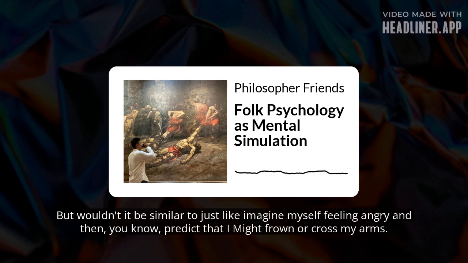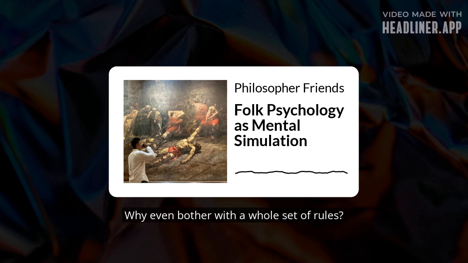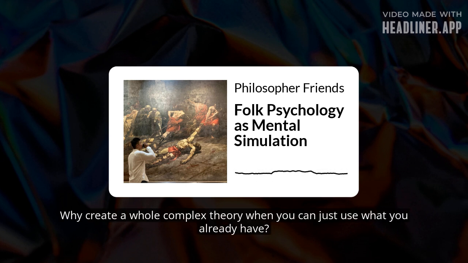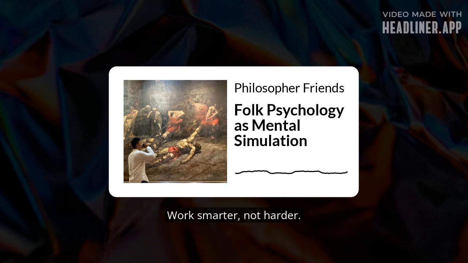Okay, I see. But wouldn't it be similar to just imagine myself feeling angry and then predict that I might frown or cross my arms? Why even bother with a whole set of rules? Well, that's exactly what simulation theory argues. It's all about simplicity and efficiency. Why create a whole complex theory when you can just use what you already have? Right. Work smarter, not harder.